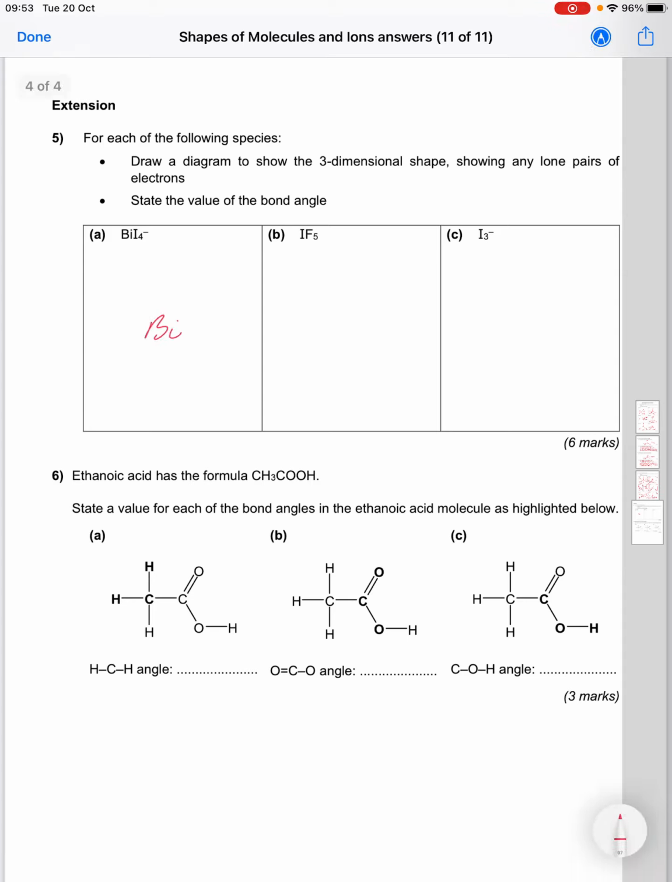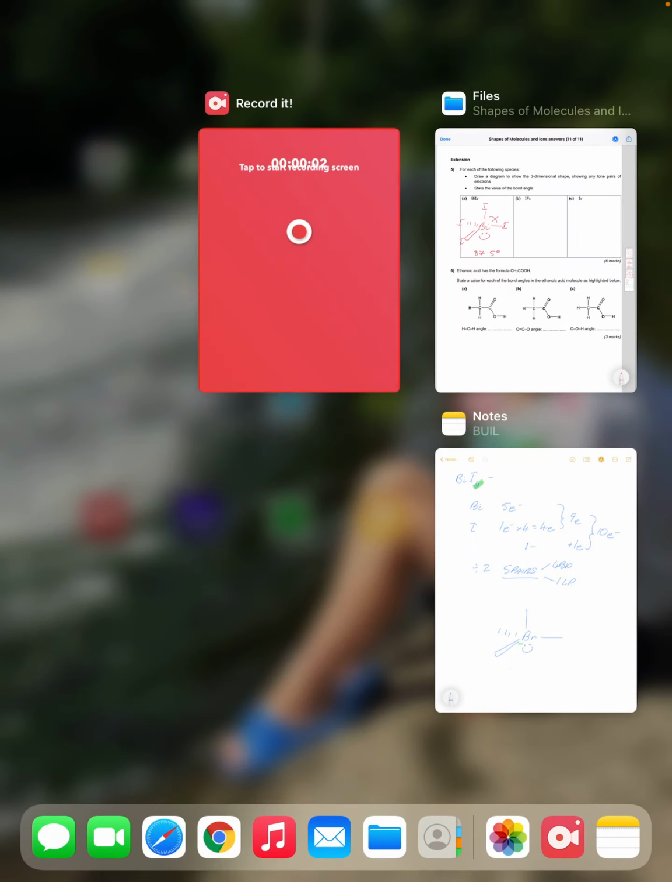So bismuth with iodine, lone pair down here. The bond angle here is, well, it's going to be slightly smaller than 90 degrees. So if we apply the rule, it's going to be about 87.5 degrees there. Okay, so let's move on to IF5.